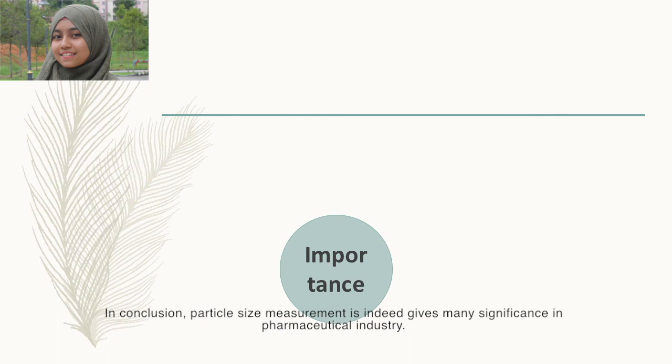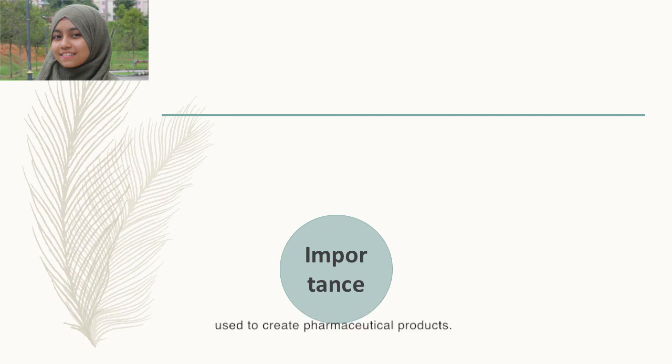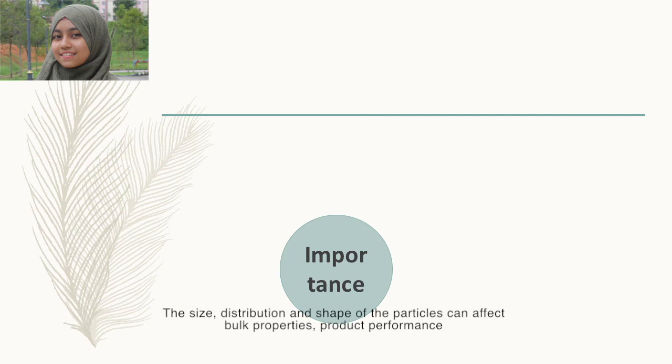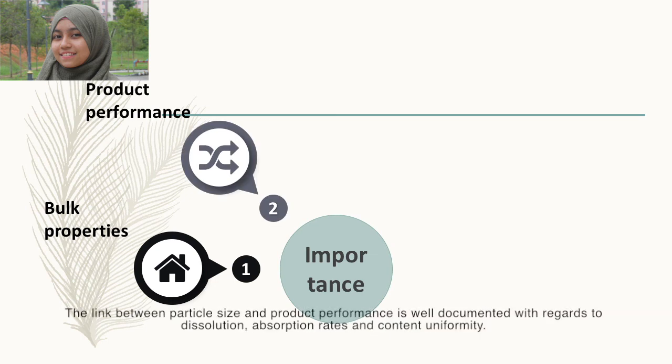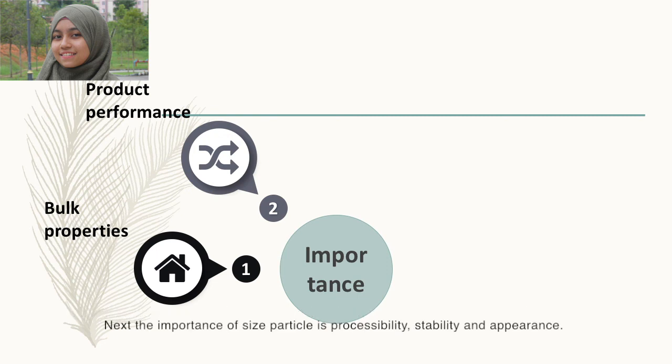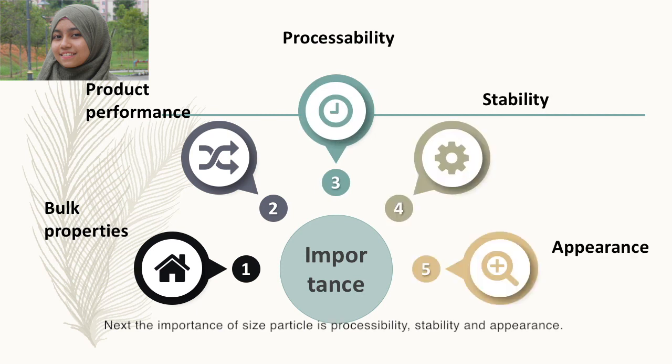In conclusion, particle size measurement indeed has many significances in the pharmaceutical industry. The particle size distribution of active ingredients and excipients is an important physical characteristic of the materials used to create pharmaceutical products. The size, distribution, and shape of the particles can affect bulk properties and product performance. The link between particle size and product performance is well documented with regards to dissolution, absorption rates, and content uniformity. Next, the importance of particle size is processability, stability, and appearance.